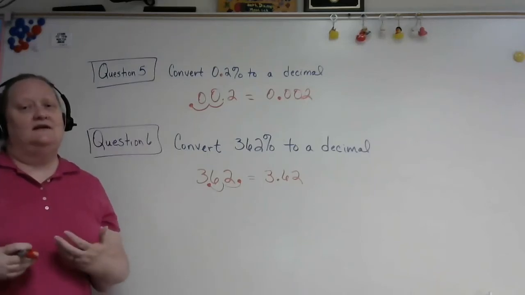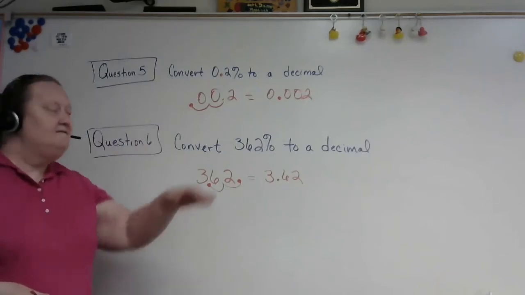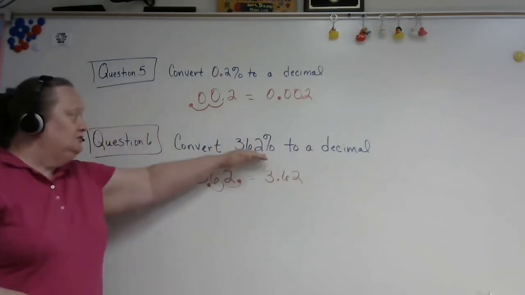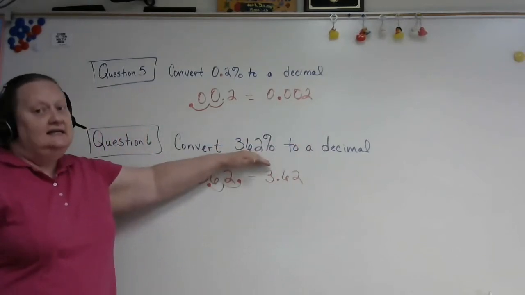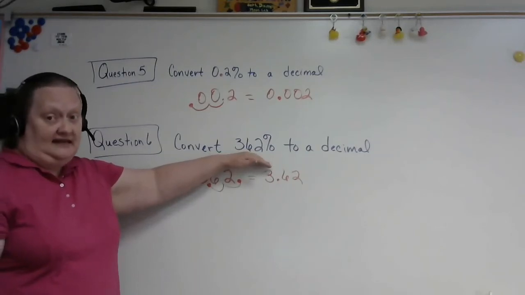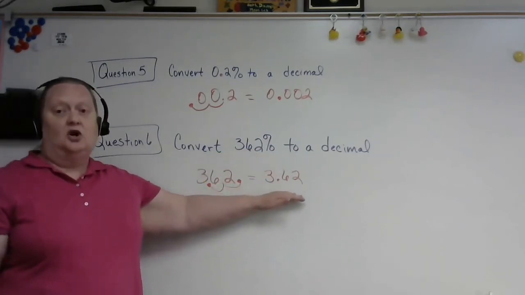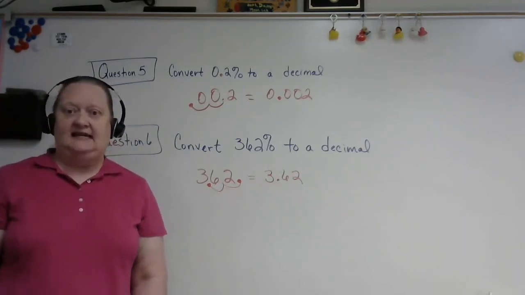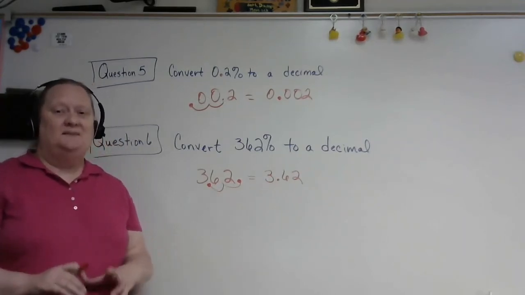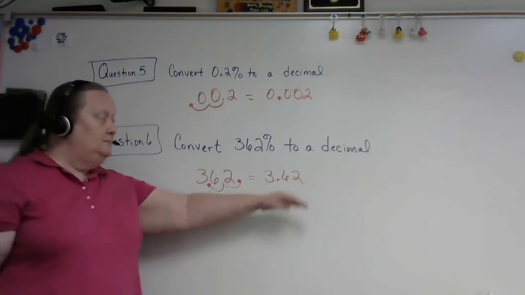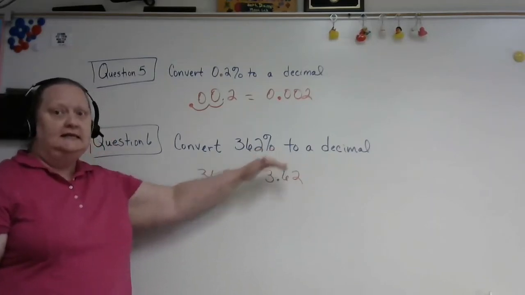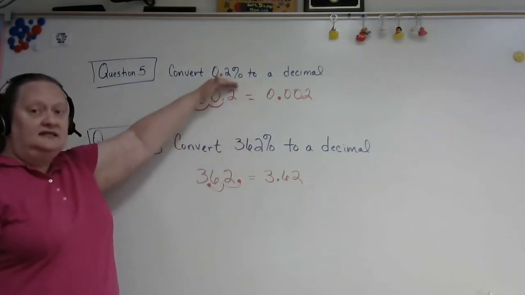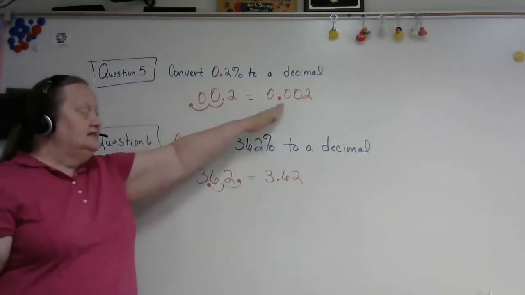Notice that these two: 0.2% is not even a full percent and would be a very, very small decimal number. 362% is more than 100%, and so it is a number larger than 1. 1 is 100%. It's the total. So something bigger than 1 would be bigger than 100%. Something as a very, very small decimal turns out to be smaller than 1%, so a small decimal.